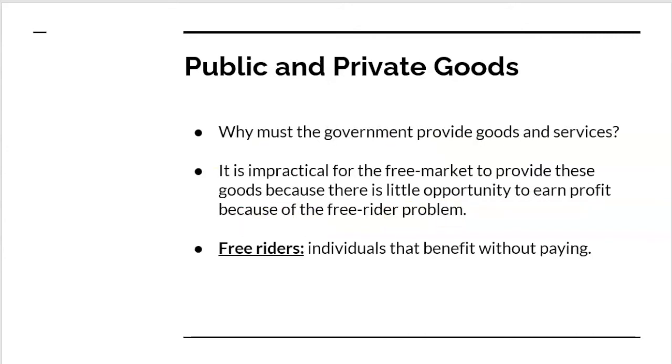And so why must the government provide goods and services? Why are there public goods? Why is there a public sector? Well, because it's impractical for the free market to provide these goods because there's little opportunity to earn profit because of the free rider problem. The free rider problem is individuals that benefit from the good without paying into the service or the good itself.